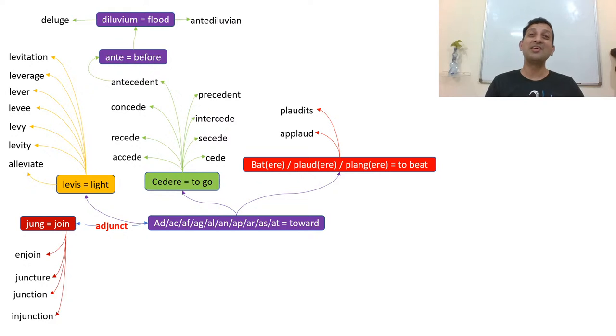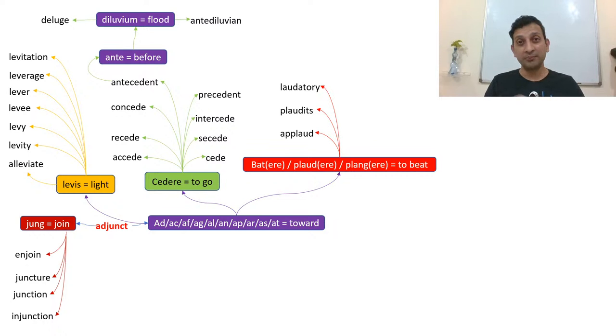Plaudits is an approval, or when somebody appreciates you. He won a lot of plaudits from the critics for his excellent acting in the movie, which means he won a lot of approval or praise or appreciation from the critics.